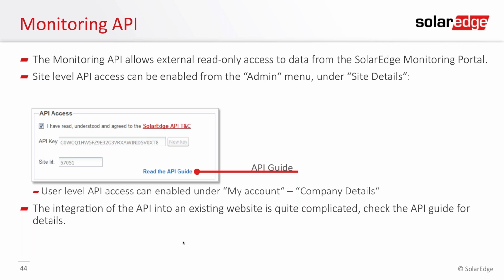APIs are fairly complicated. If you need additional information, we do have an API guide available on our website. There is an API access box, which you do have to read the terms and conditions for, and enable. Only an account admin can enable this, and it will generate an API key for you, which is required in order to use our SolarEdge API. If you need further information, please look for the API guide available on the SolarEdge website.